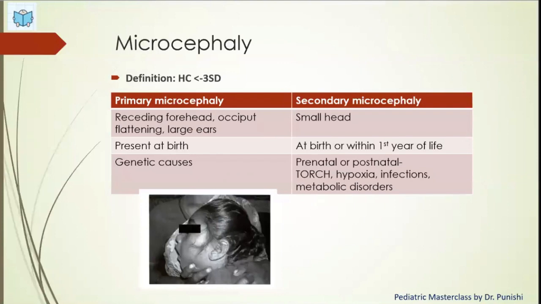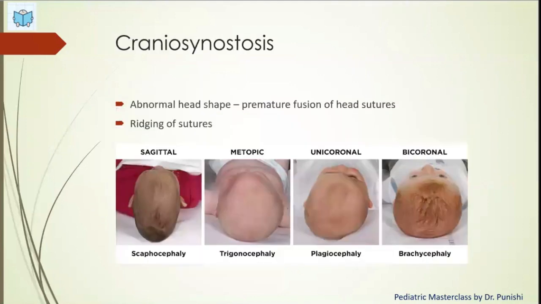Now, another differential diagnosis of a small head other than microcephaly is craniosynostosis. Here the head is characterized by abnormal head shape. And why does this happen? That's because of premature fusion of the head sutures. When you palpate the skull, there will be ridging of sutures in craniosynostosis. So that is a differentiating feature between microcephaly and craniosynostosis, both of which present as a small head size. In craniosynostosis, you will have abnormal head shape and ridging of sutures.